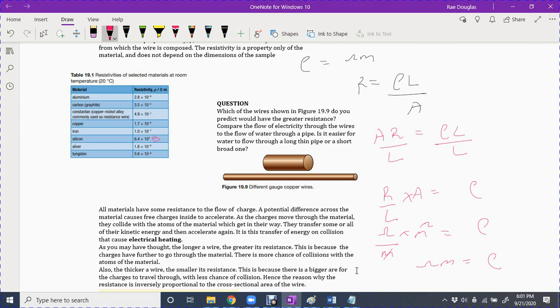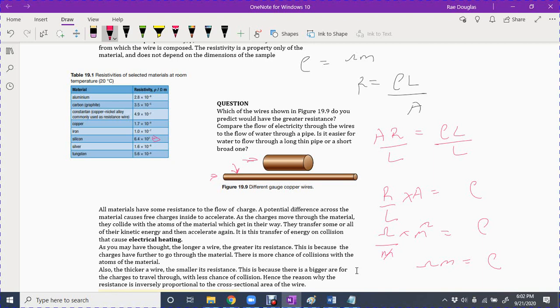But let's look at this question. It says, which of the wires shown in figure 19.9 do you predict would have the greater resistance? It says, compare the flow of electricity through the wires to the flow of water through a pipe. It is easier for the water to flow through a long thin pipe or a great broad one. So look at this. Here we have two different pieces of wires, right? Which one do we expect that the resistance would be much greater in? I would go with the longer one. Right, resistance would be much greater here.